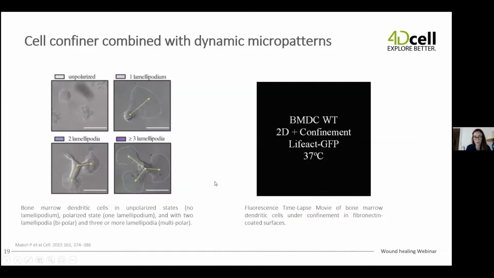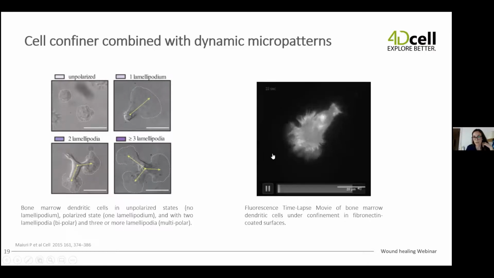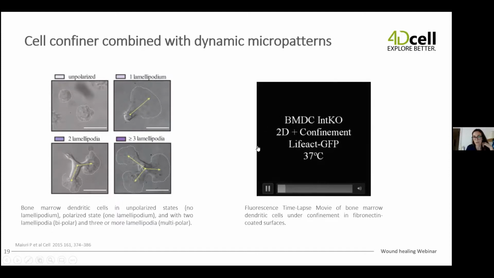We have here an example of bone marrow dendritic cells that, once under confinement, change their phenotype and their features when they migrate. For example, you can see that they protrude these lamellipodia. And this video also illustrates that. It's really cool. You see the cells here projecting the lamellipodia on the sides. This is just the same cell type, but with a mutation.